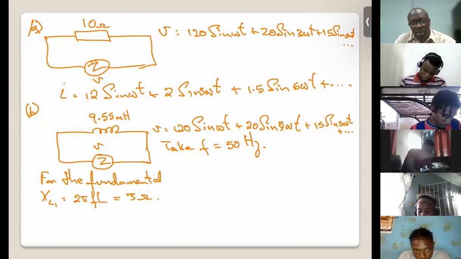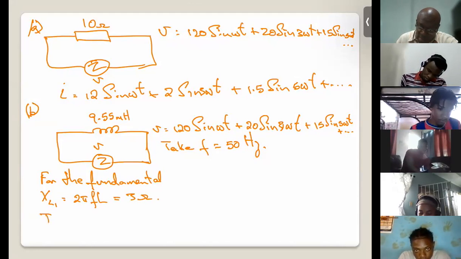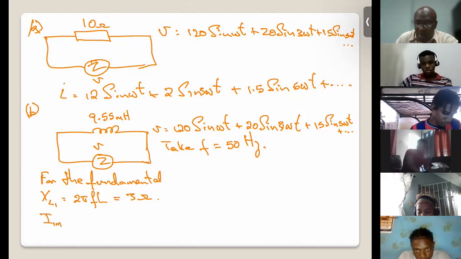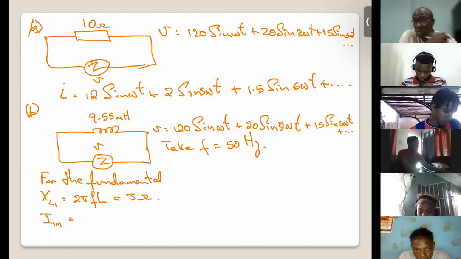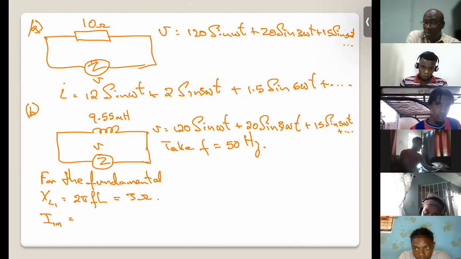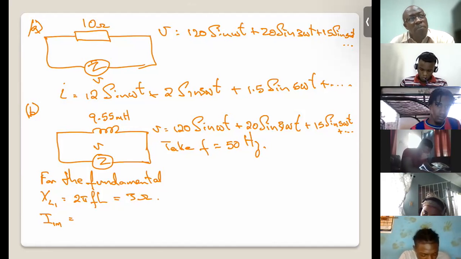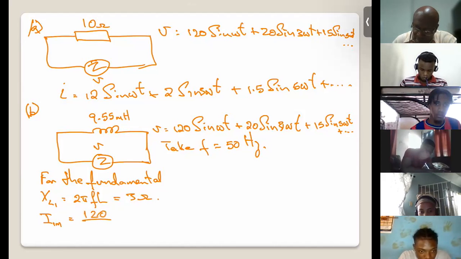All right, so you have XL1. So if XL1 is 3, it means that I1M... Look back at the notes, just write it. So we have I1M would be equal to 120 divided by 3. And that gives us 40.